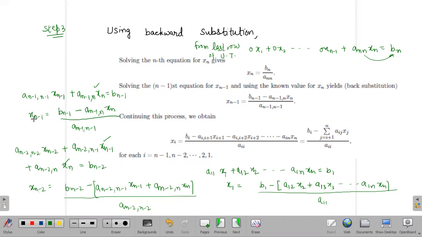Because here you can see, if n minus 1, it is the (n-1, n-1) column, the diagonal element. For n minus 2, it is (n-2, n-2). When it is 1, then it is a11. So xi equals bi minus the sum, this is the general formula if you want to find xi: j equal to i plus 1 to n, aij into xj, divided by aii. And here you can see, this is xi, and i, first of all, you will get n minus 1. Actually, xn will not be included in this summation.